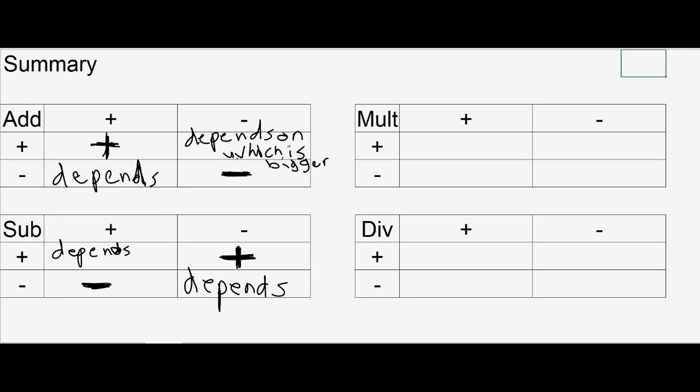So when we summarize our multiplication, positive times a positive, just like elementary school, that's going to give us a positive. No change there. Positive times a negative is going to give us a negative. Negative times a positive is going to give us a negative. And a negative times a negative gives us a positive. It doesn't matter how big either number is.